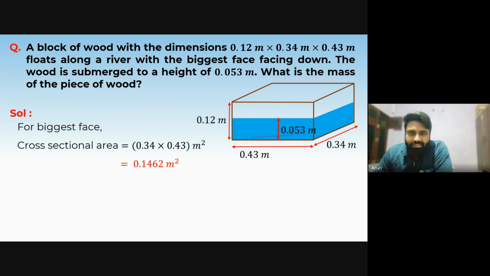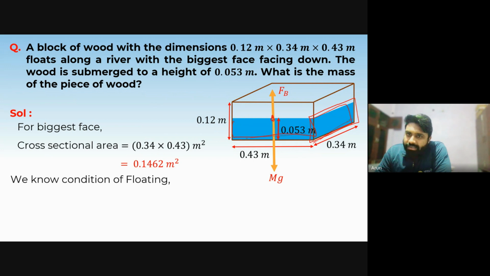So the cross-sectional area here is 0.43 into 0.34, so it is 0.1462 meters square. Now, the weight which is acting, this mg, is the weight of this wooden block, but it is countered by the buoyancy force, which is because of this volume immersed inside this liquid. This is the buoyant force, and we know the condition of floating: because it is not sinking, it means it is floating. So for floating, this buoyant force should be equal to this weight.